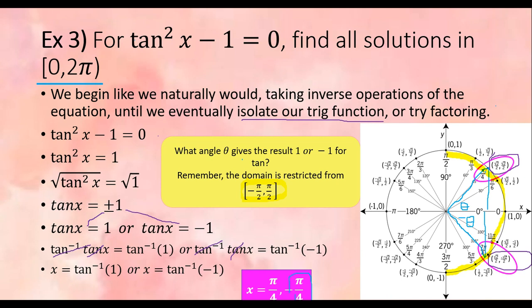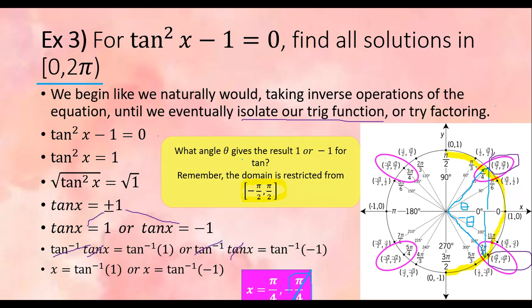I would much rather use just pi over 4 and 7 pi over 4, because the problem asks us for all solutions in the interval of 0 to 2 pi. Negative pi over 4 doesn't fall in that interval. I want positive angle measures, not negative angle measures. So we would just change that and replace it with those two values. And then also, because I'm asking from 0 to 2 pi, I'm also going to include all of the other times where I could get positive or negative 1.